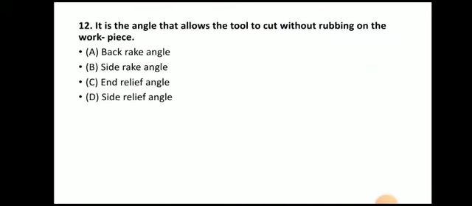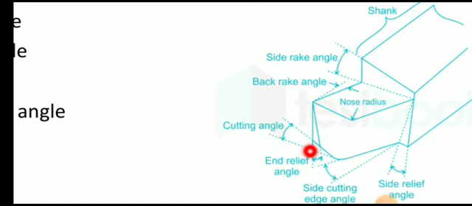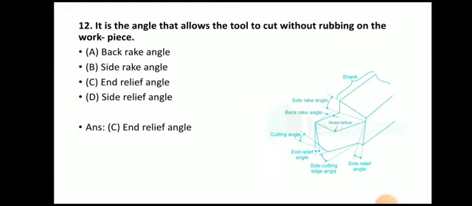Next question. It is the angle that allows the tool to cut without rubbing on the workpiece. The answer is end relief angle. Here you can see the end relief angle. This is nothing but the end relief angle. This face is also inclined. It is not exactly perpendicular, and this is the perpendicular line, so there is some angle. This face is inclined and this angle is known as end relief angle, and this end relief angle is provided so that the tool should not rub on the workpiece.